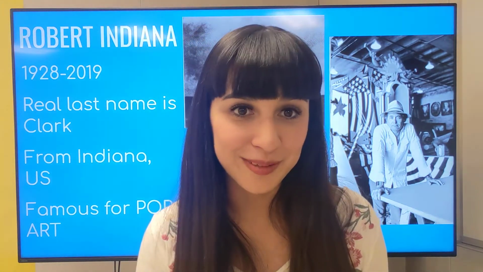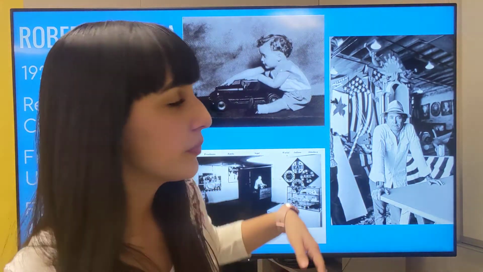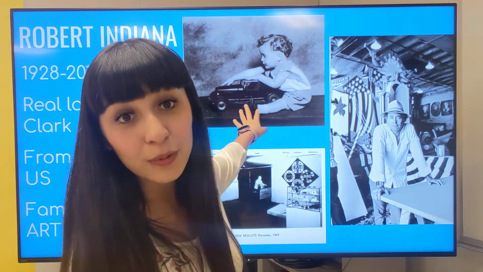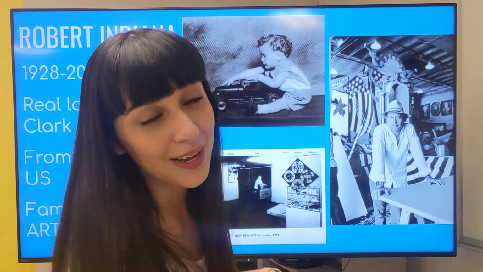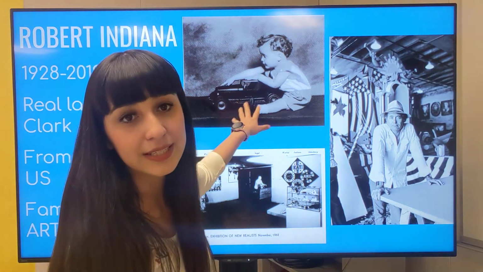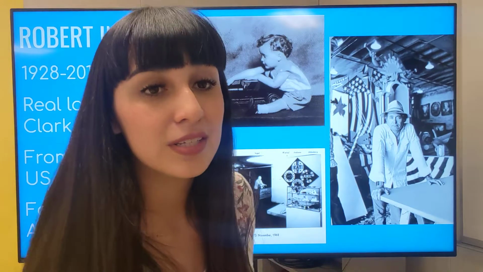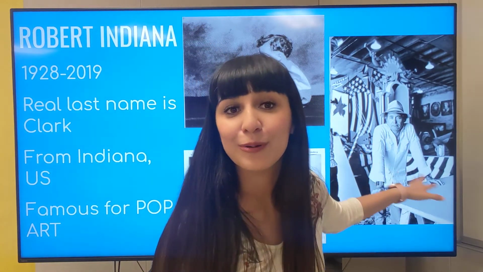Just awesome, right? Before we talk about his artwork, we're gonna look at some of these pictures up behind me. This picture right here is actually a real picture of Robert Indiana. It's him when he's like 2 or 3 years old. We're not sure how old he is, but basically he's a toddler. He's a baby here.